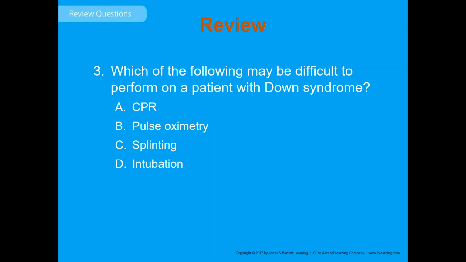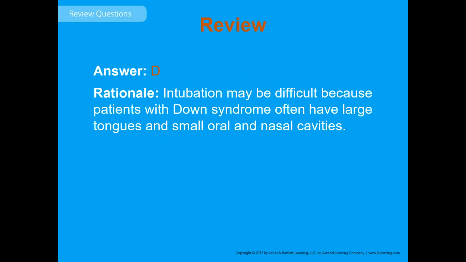All right, which of the following may be difficult to perform on a patient with Down syndrome? Just about A. Remember, they have a small mouth. Their airway is a little bit more difficult. It's kind of like a child's airway.